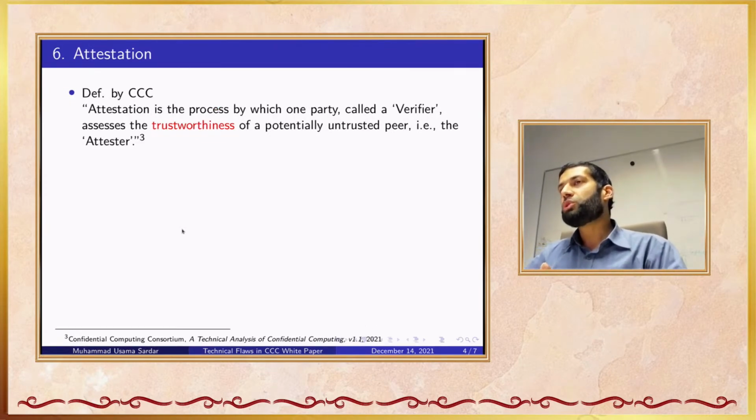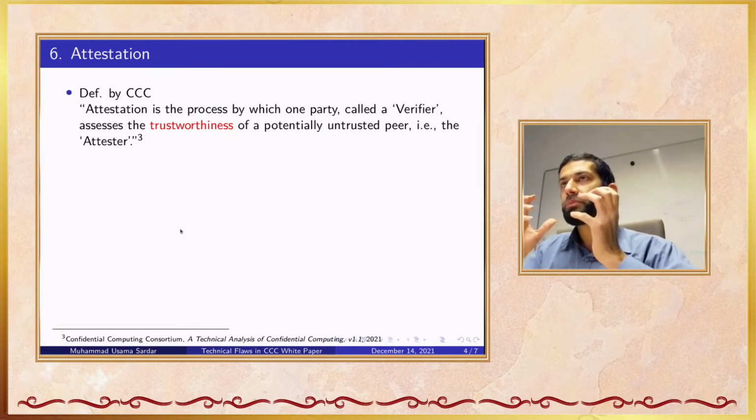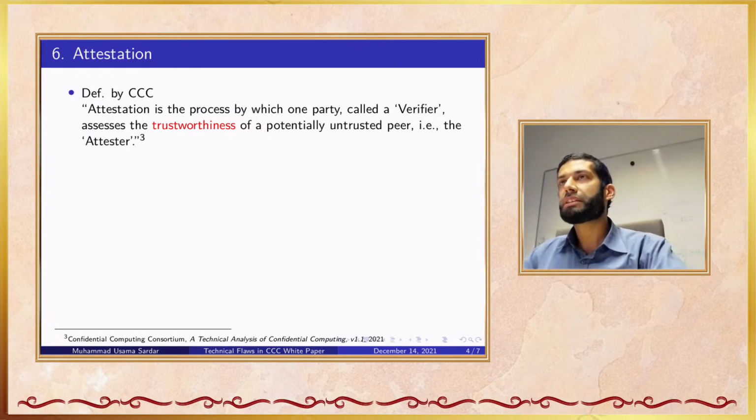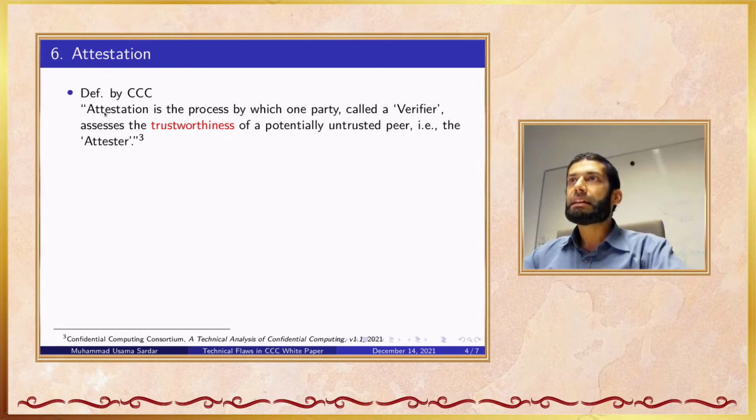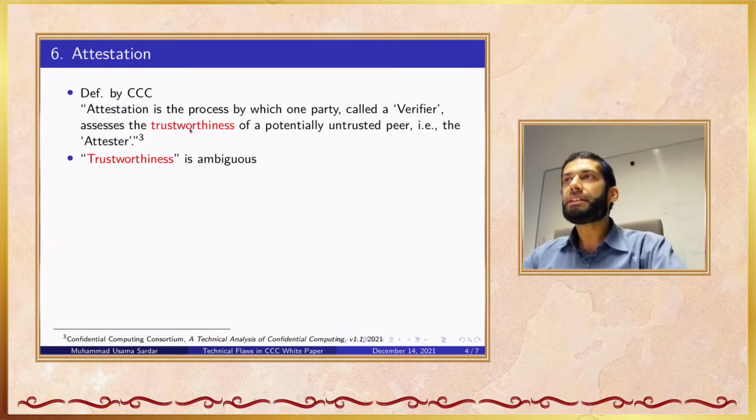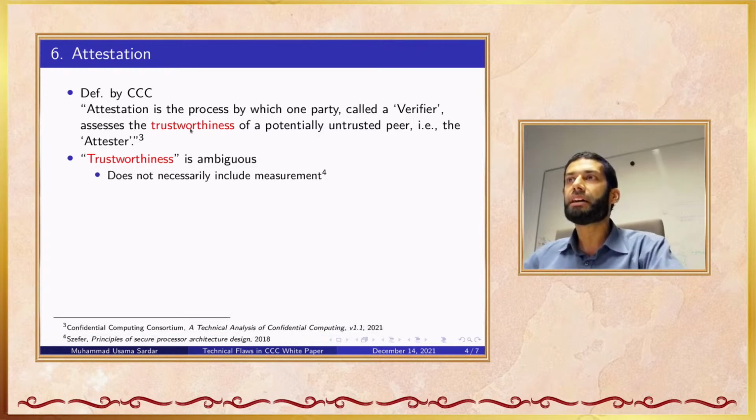Attestation is one of the most important processes of confidential computing. And what the consortium defines is: attestation is the process by which one party, called a verifier, assesses the trustworthiness of a potentially untrusted peer, that is the attester. It's not clear here what exactly trustworthiness means, and it's really important to clarify that the core property of attestation is measurement, which actually is not visible from the definition itself.